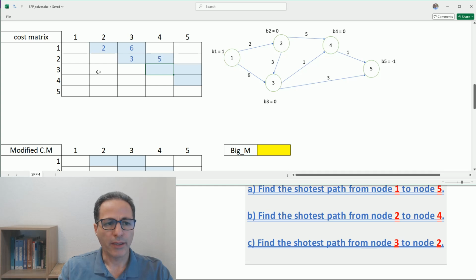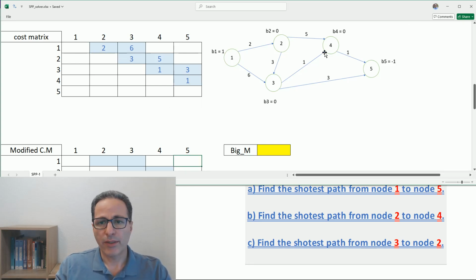And from 3, look, we are moving from row to column. From 3, we can go to 4 or 5. 3 to 4, the cost is 1. 3 to 5, the cost is 3. And from 4, we can go to 5 with cost 1. And from 5, we cannot go anywhere. So in the last row, we have nothing. So these are the values that we have.